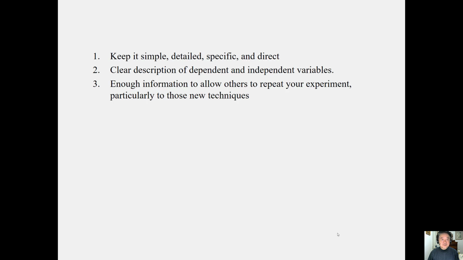Direct is better. The second key point is you tell people clearly what the dependent variable is and what the independent variable is. In the next couple of slides, I will give you some examples. Number three is enough information to allow others to repeat your experiment, particularly for those new techniques.